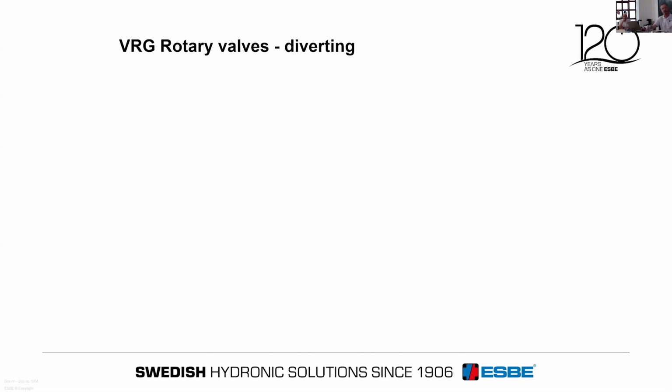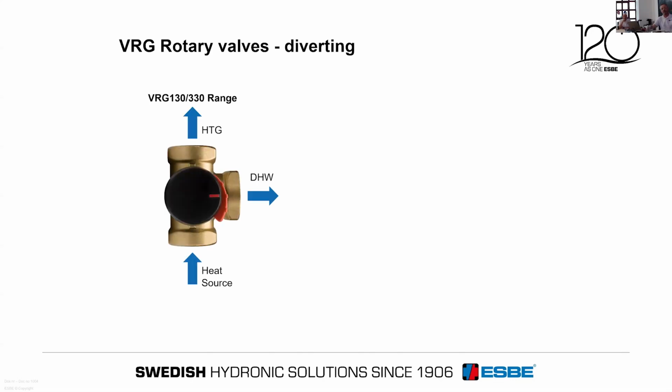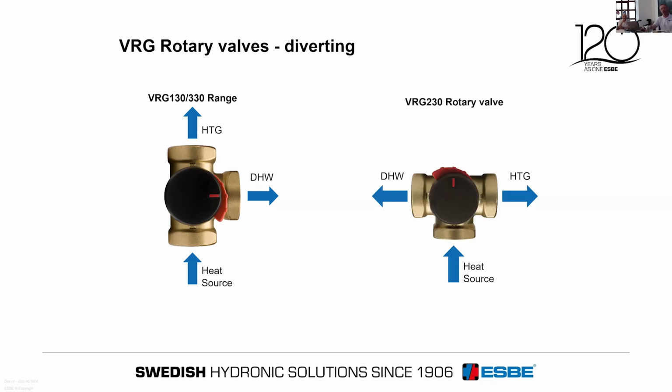So our rotary valves, and this is where some confusion arises when you're not used to using our rotary valves, because we have different configurations of rotary valve. It's these 2, the 130 range and the 330 range, which is piped in slightly differently, in that the heat source comes in from one of the run ends, and then you divert between the remaining run end and the branch. That's our 130 range. Now the 330 range has a lower resistance. It has a high KVS. And the 230 range has the same configuration as what you may be used to for a spring return valve.